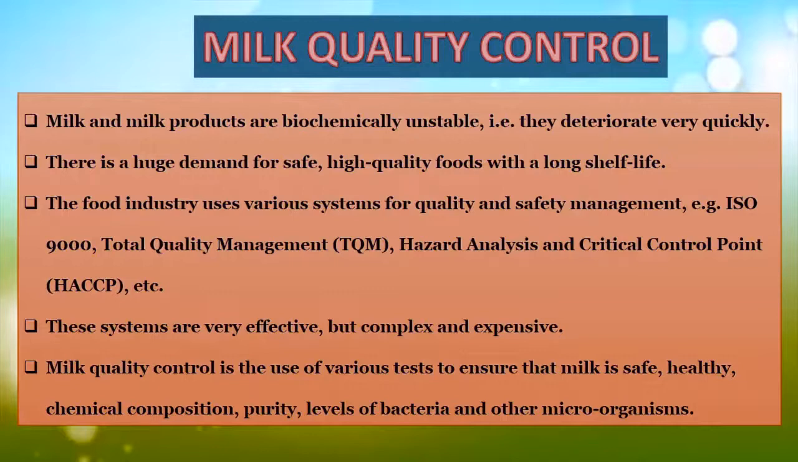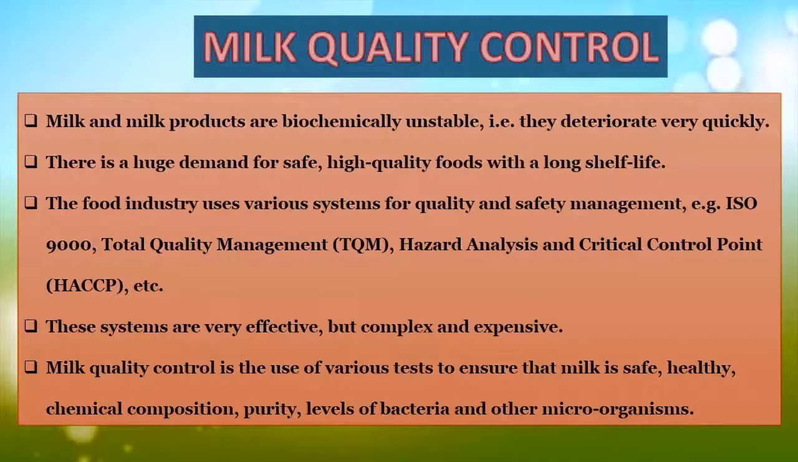Next, coming to second slide is about quality determination and HACCP techniques. There is a huge demand for the safe and high quality foods with a long shelf life, so that the milk and milk products are biochemically unstable. For example, unstable means they deteriorate very quickly. Deteriorate means spoiled. These are easily spoiled by microorganisms.